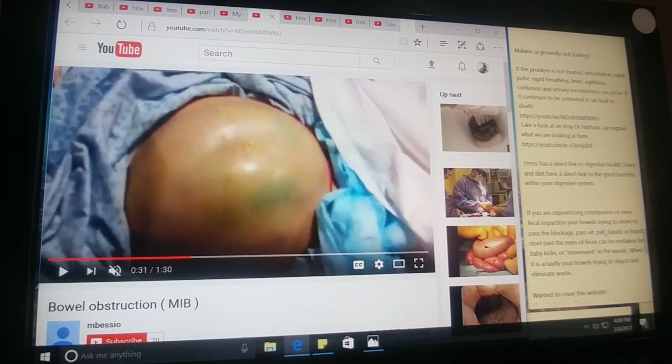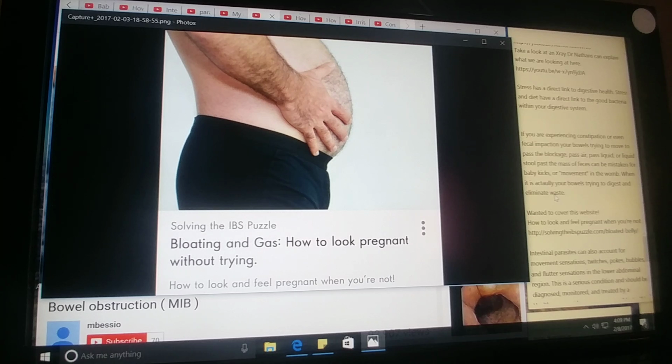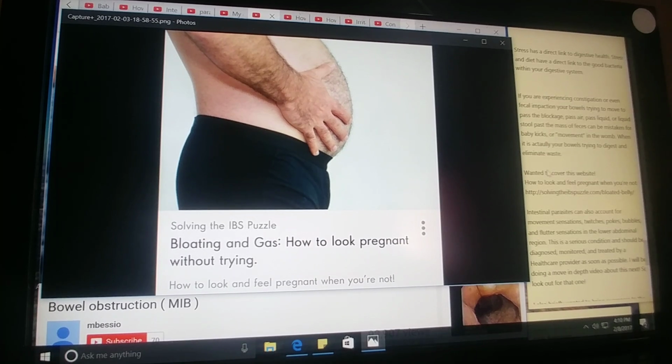So I just wanted to address that stress has a direct link to digestive health, and so does good bacteria within your digestive system. If you're experiencing constipation or even a fecal impaction, your bowels are trying to move or pass the blockage, pass air or pass liquid past the mass of stool. Those contractions can be mistaken as fetal movement or baby kicks, when it is actually your bowels trying to digest and eliminate waste.